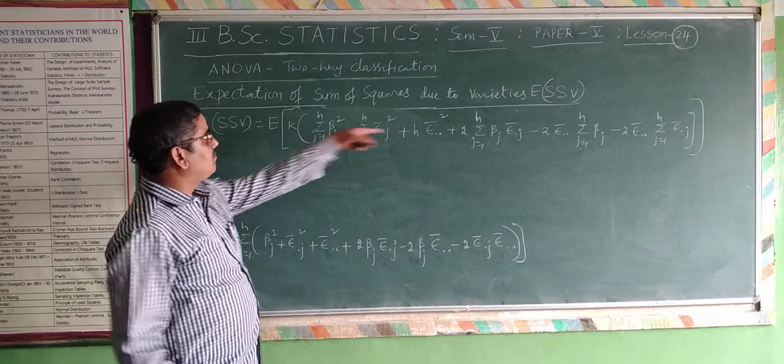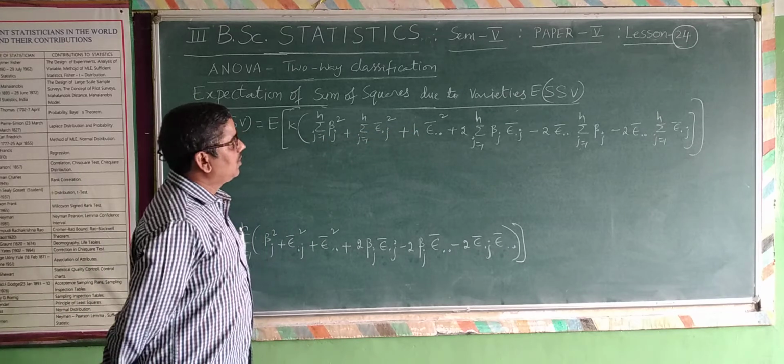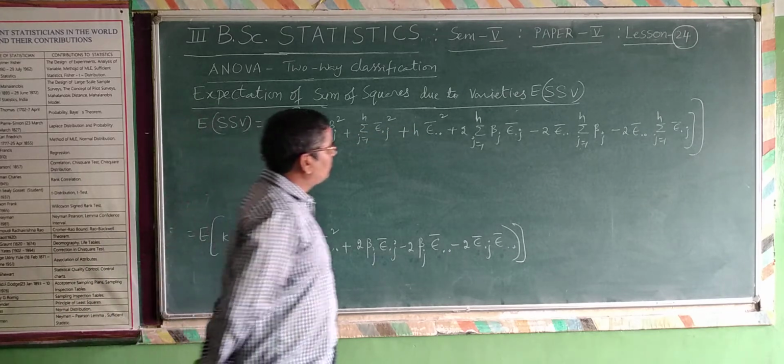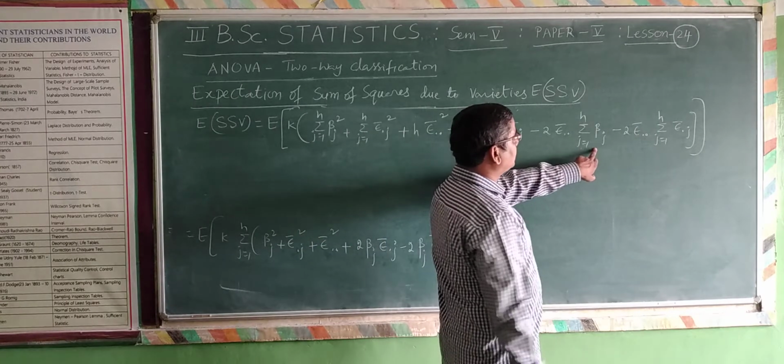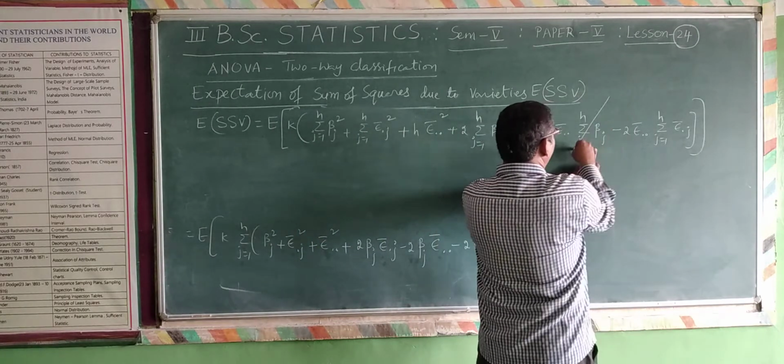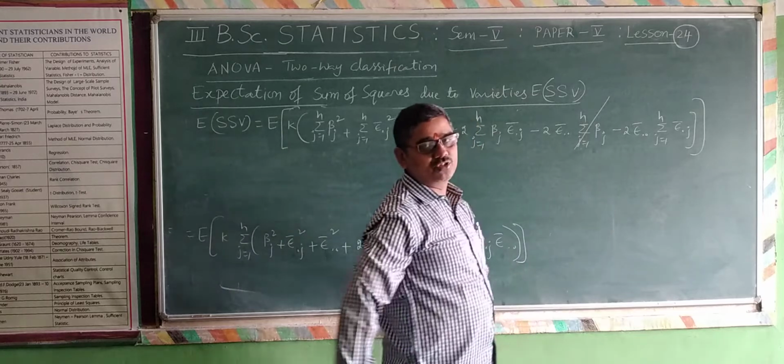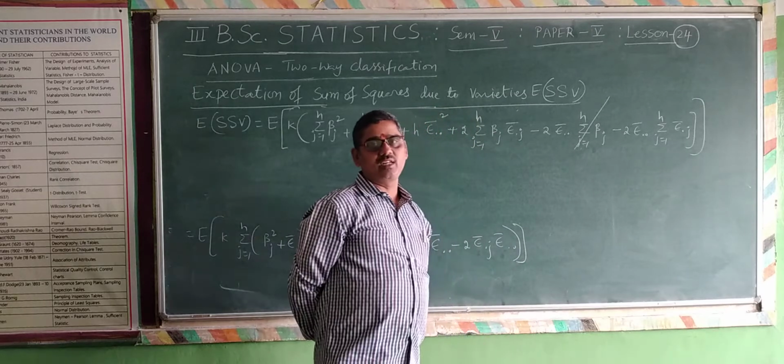Now I have taken the summation for all the terms. Now I simplify again further. Summation of beta j is a constant, it is 0. Summation j is equal to 1 to H of beta j is equal to 0.